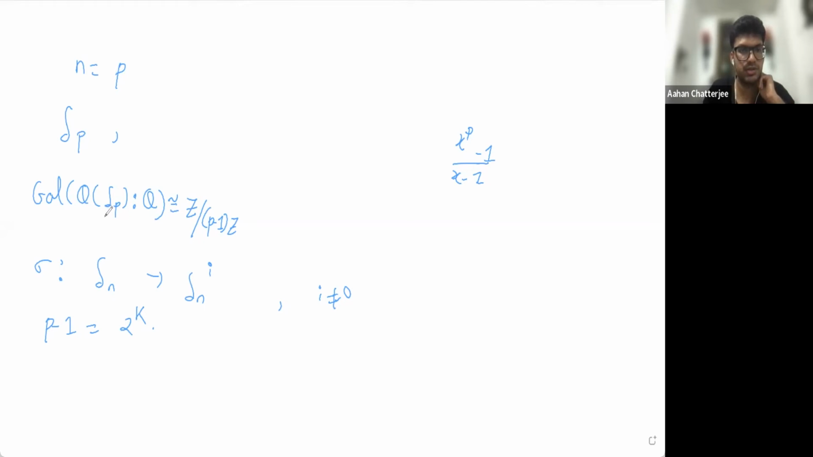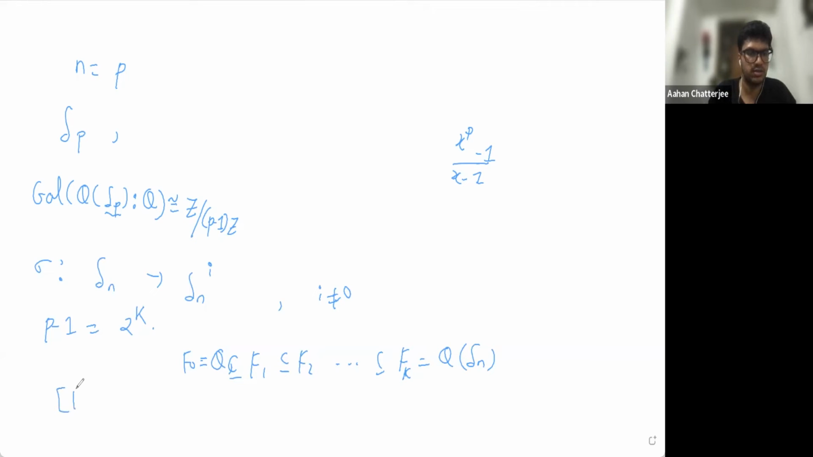So we had p minus 1 is a power of 2, and now what we want to do is show that this is constructible. So if we can find a chain of fields Q in F1 in F2 and so on till Fk, okay, this is F0, such that each degree is exactly 2. I'll get back to this in a moment.